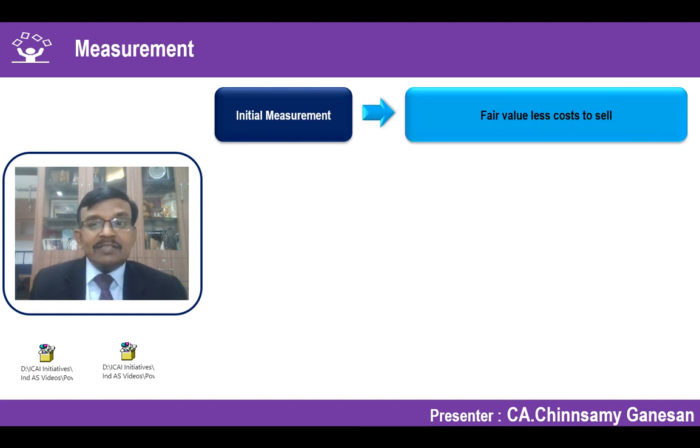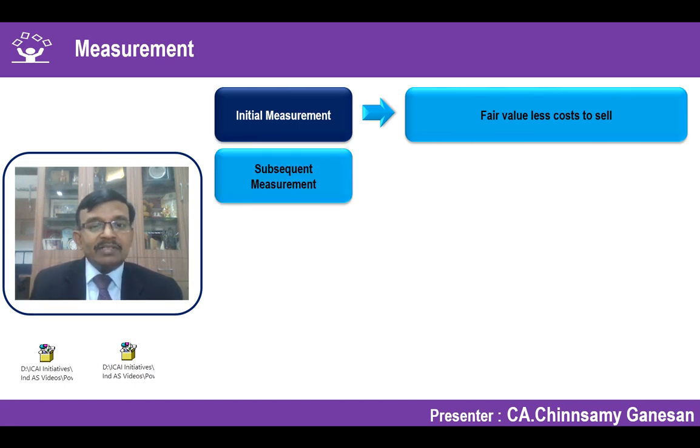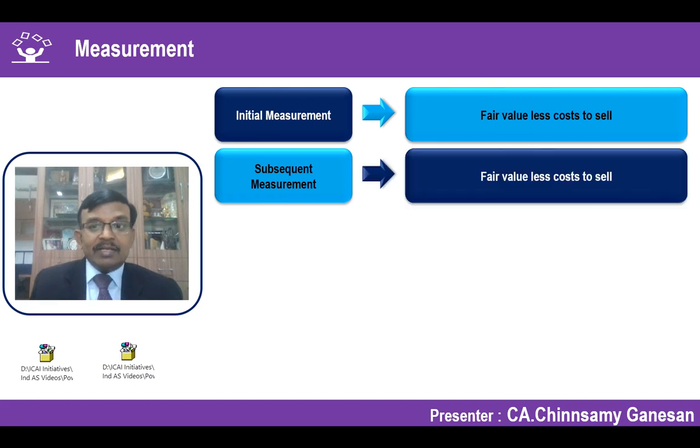Interestingly, it is fair value less cost to sell. Completely a deviation from whatever we have learned for other assets under other standards. Here it is based on the fair value less cost to sell. The moment I have initially measured that as fair value less cost to sell, what happens to the subsequent measurement? Again, that is also fair valued.